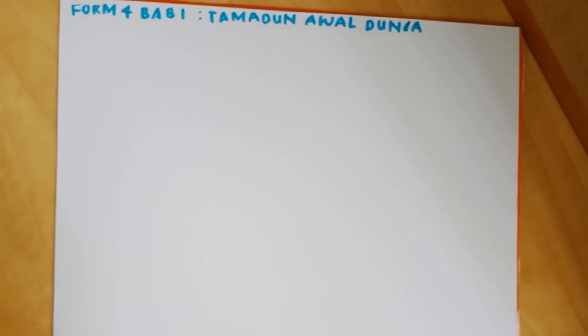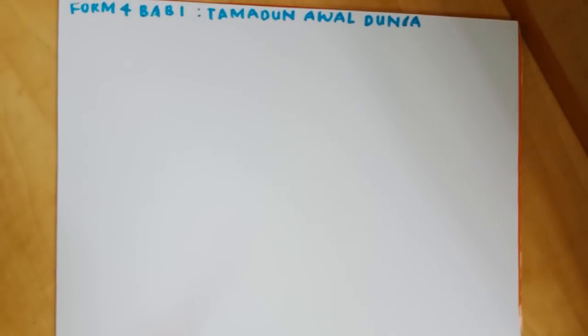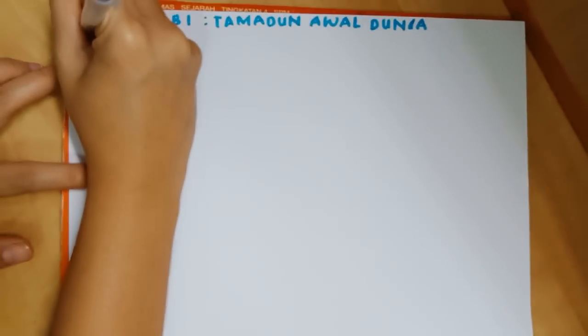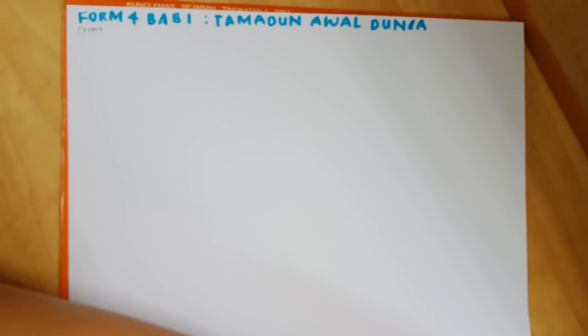And I'm just listing down the things that we are going to cover in this particular mind map for Bab 1 Tamadun Awal Dunia. So in this mind map, we'll be covering pemerintahan, sistem tulisan, negara kota, tokoh, agama dan kepercayaan, and sumbangan as well.